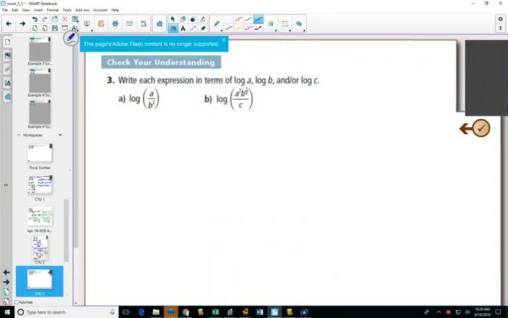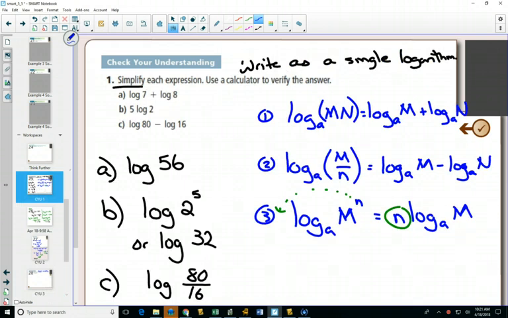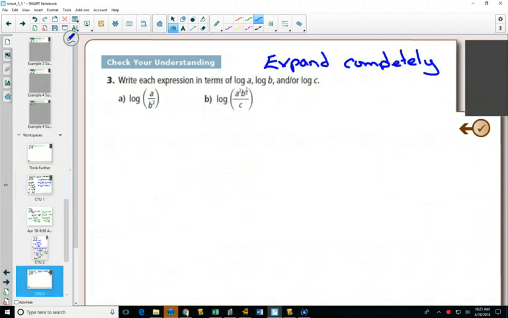Write each expression in terms of log A, log B, and or log C. Another way that this question is sometimes asked, they ask you to expand completely. So in either one of these wordings, what's being asked of you is, can you take the right-hand side of each of these formulas, which is the simplified side or the single logarithm side, and expand it and write it as the expanded form. And so what that looks like in this case, log A over B squared.